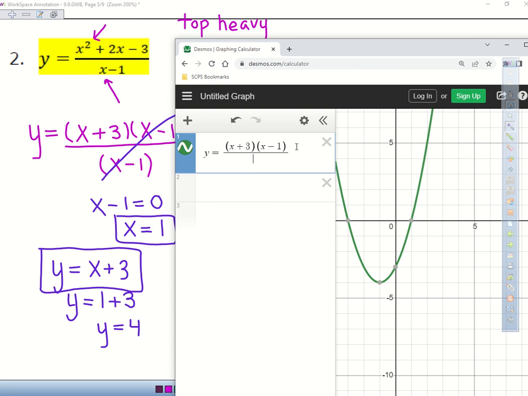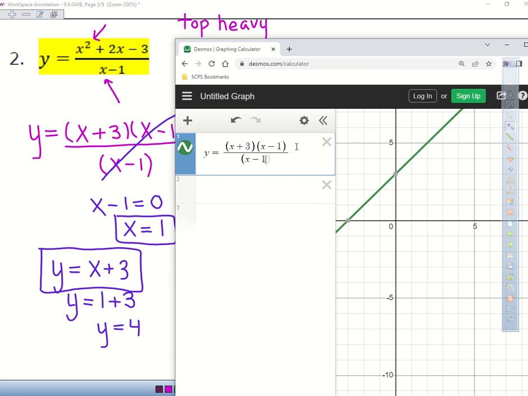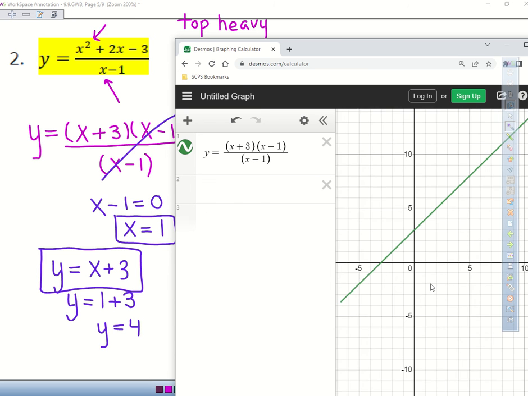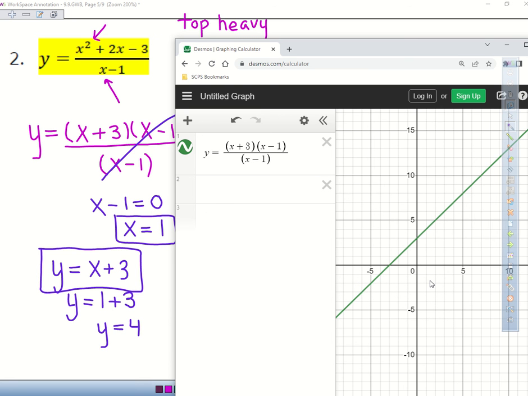I don't know why I keep hitting enter instead of this division button today. There we go. I did that yesterday a lot. Yeah, I keep hitting enter and I'm like, what the heck?